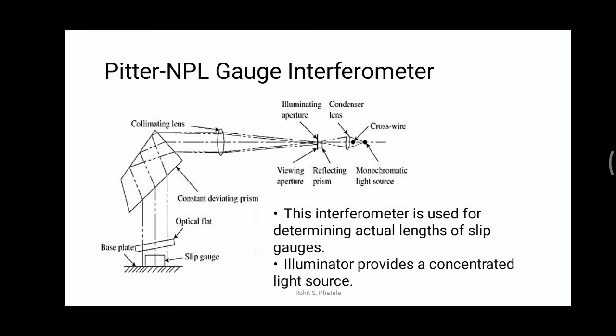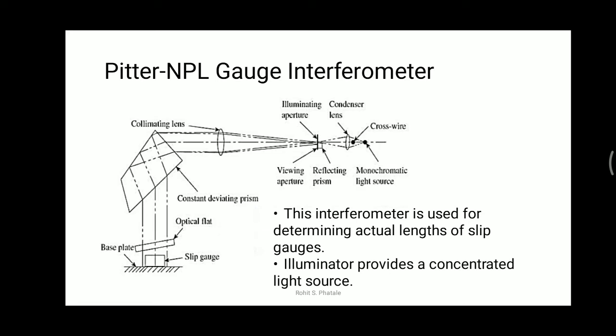Okay, you can see over here the light is passing, incident rays are traveling in this direction, and after getting out of this prism, the light rays are falling on the base plate at 90 degrees. Okay, so the function of the prism is that it will direct the light onto the optical flat.